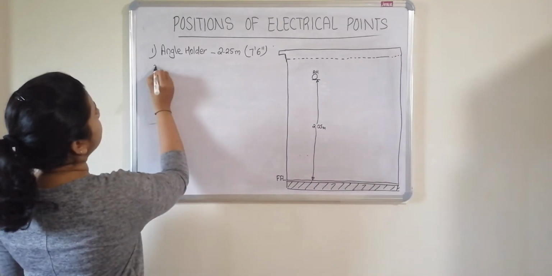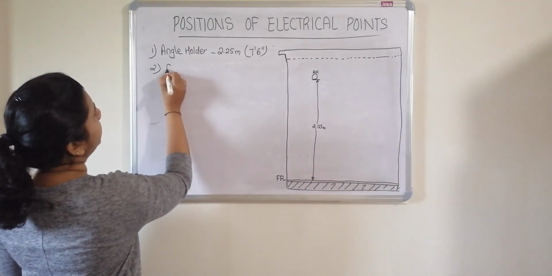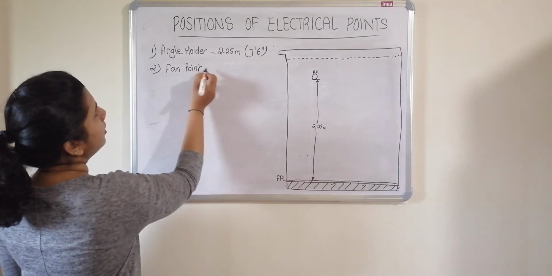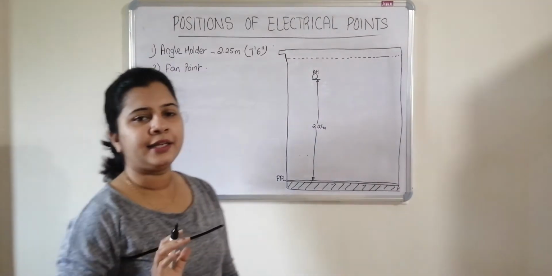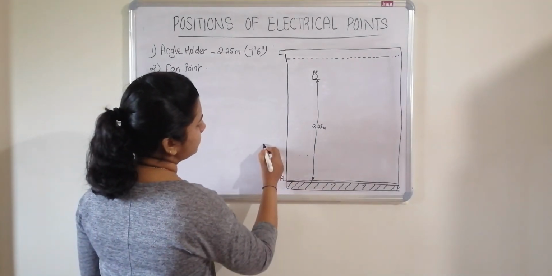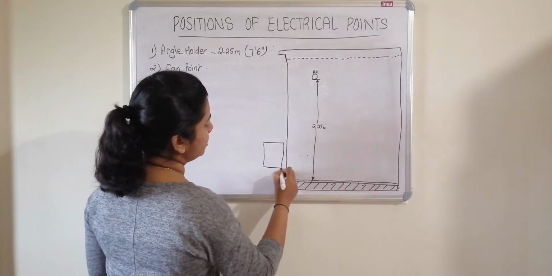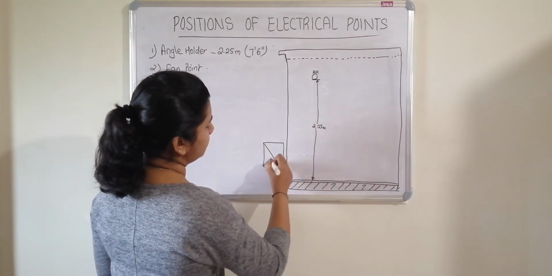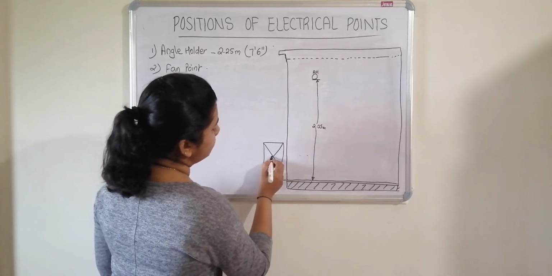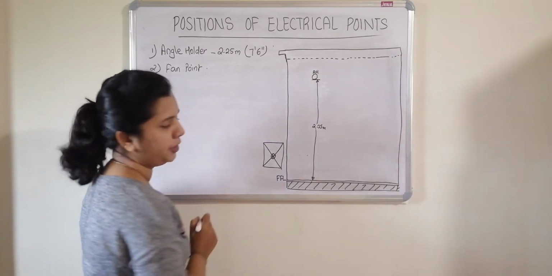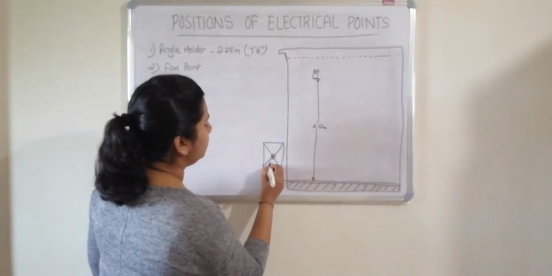Then the next point is the fan point. Fan point is taken at the center of the ceiling. Now suppose this is your ceiling. You can take the diagonals from these corners and this center point you can take as the fan point. This will be your fan point.